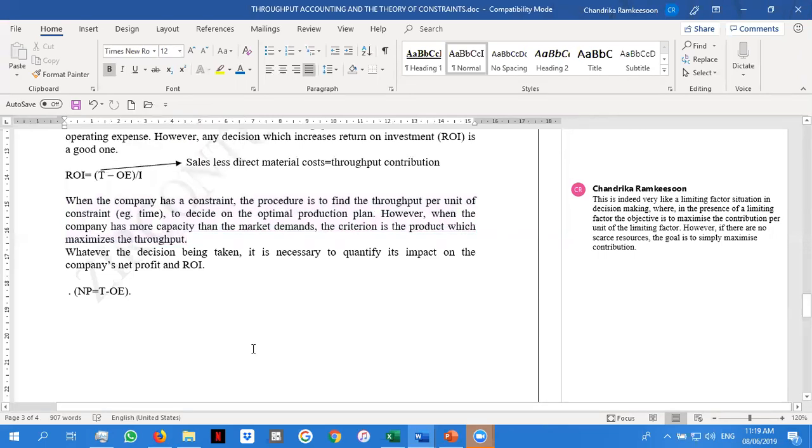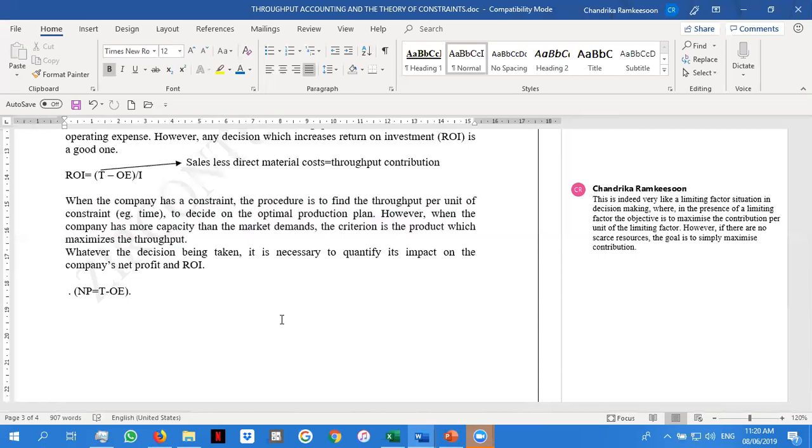Whatever the decision being taken, it is necessary to quantify its impact on the company's net profit and ROI. Now, remember I told you just now, and you saw, ROI, since investment is material, is throughput less operating expenses divided by investment, because what we're doing is calculating it as a rate, a return. But throughput less operating expenses alone is equal to profit. So throughput less operating expenses, profit, over the investment, is return on investment. And therefore the profit alone, not the return on investment, will be throughput less operating expenses, which again is not difficult if you were to visualize it in your mind.